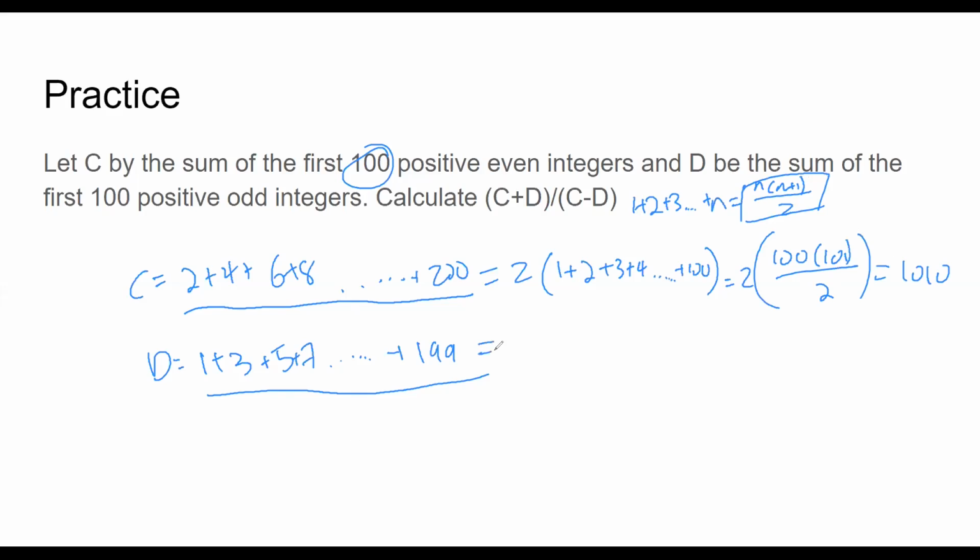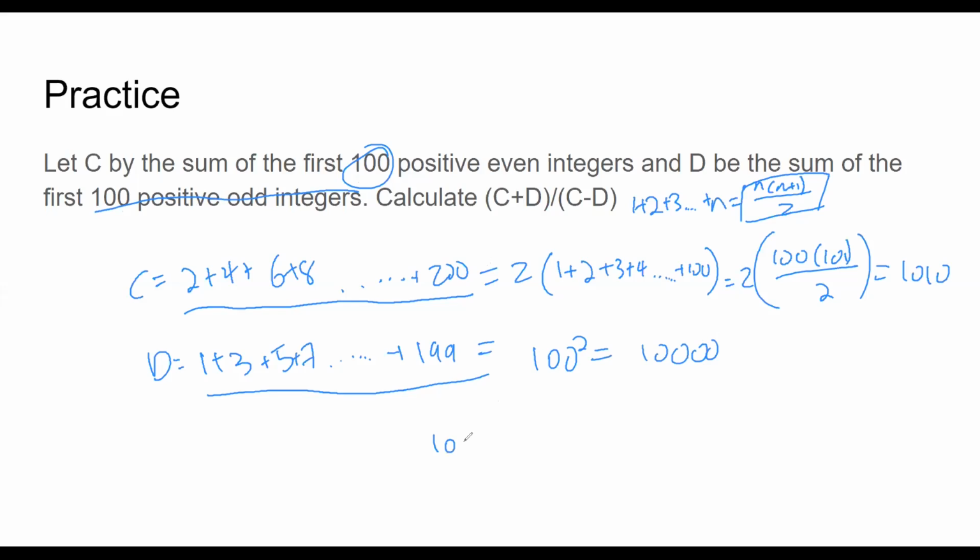Okay, and then for D, we have the sum of the odd integers. And remember the super cool trick that the sum of the first n odd integers is just n squared. These are the first 100 odd integers, so this is just going to be 100 squared, which is 10,000. And now we can solve for C plus D over C minus D.